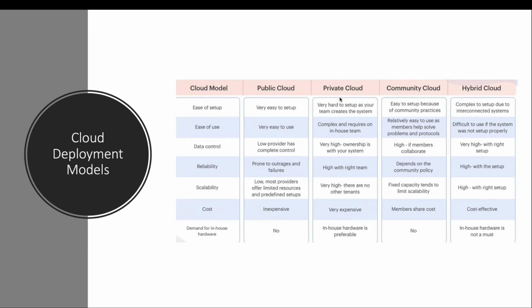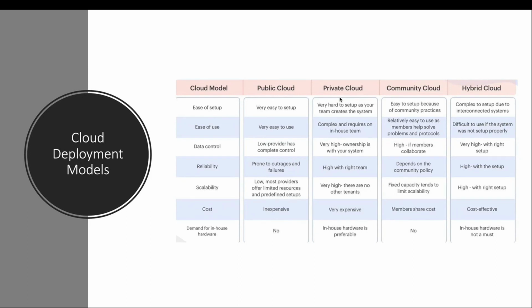Then comes community cloud, where 2 or more than 2 companies want to set up their own cloud together. So it's private cloud, but its scope is more. It's company A, company B, and company C. All 3 are participating in order to build a cloud. Then comes hybrid, which I told you. It's complex to set up because you need to interconnect systems on-premise with public cloud.